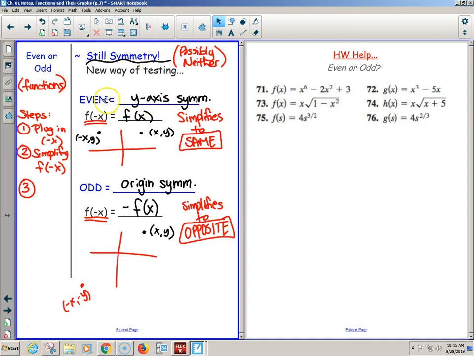Even and odd. Even is describing y-axis symmetry. Odd is describing origin symmetry. We're starting at the very end of homework and working our way backwards.